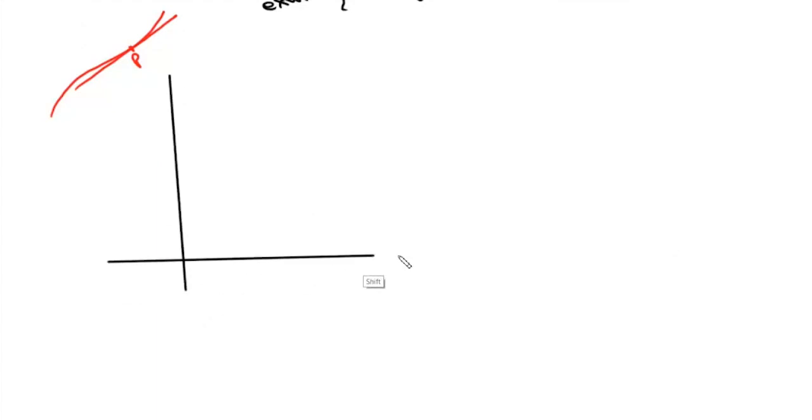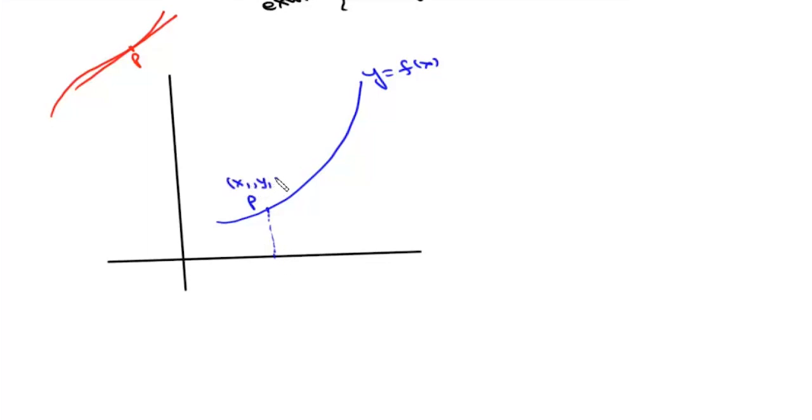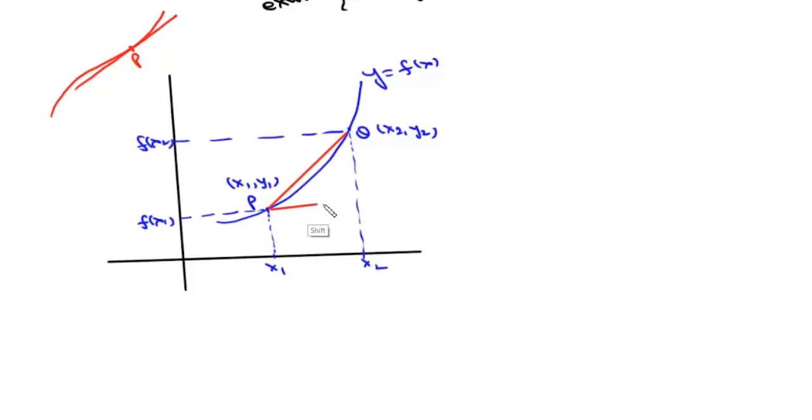So if we have a curve which is y equals f(x), and we want to find the slope of the tangent at this point, say P, whose coordinates are (x1, y1), or in function notation, we can write this as (x1, f(x1)). We'll take another point Q on the curve, whose coordinates are say (x2, y2), and this value of y is f(x2). We'll draw this secant, then we'll draw this right angle triangle. Now let this point be R. If we have to find the slope of the secant, say m, it will be given by tan theta, and it will be equal to QR upon PR.